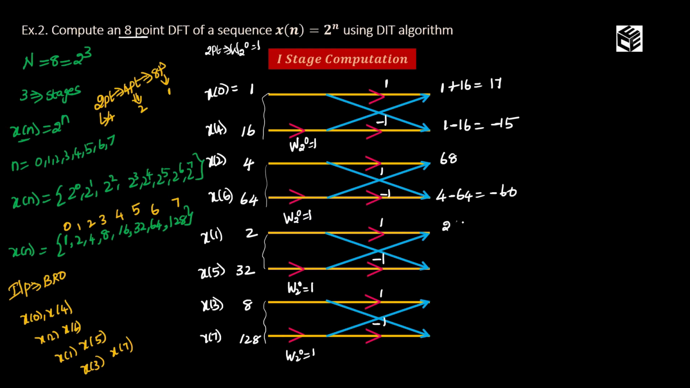And here 2 plus 32. This is equal to 34. And here it is 2 minus 32. That is equal to -30. Right. And 8 plus 128 is equal to 136, correct? And 8 minus 128. So 8 minus 128 is equal to minus 120. So all these are the input to my second stage.